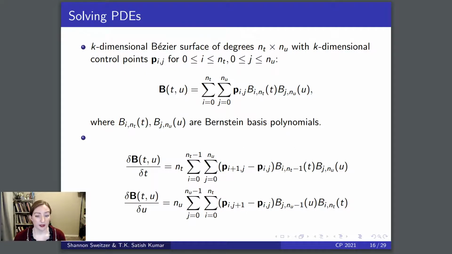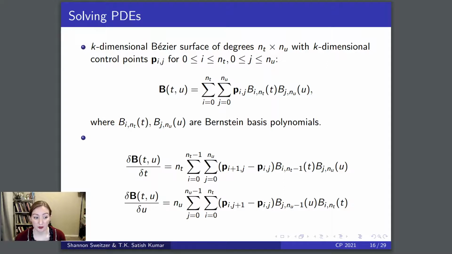The following is a k-dimensional Bezier surface of degrees n sub t and n sub u, which you can see is a Cartesian product of Bernstein basis polynomials in the summand. Like with Bezier curves, Bezier surfaces can uniformly approximate surfaces with sufficient control points. They are also closed under partial differentiation.